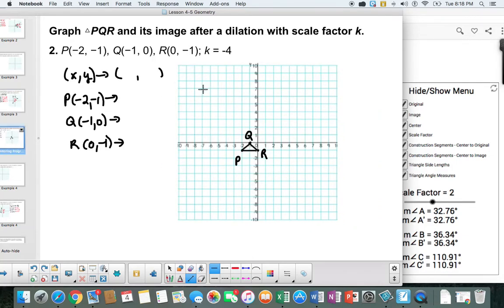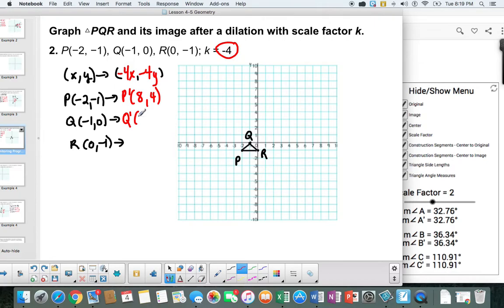Now let's take a look at multiplying by a factor that's negative. What happens when you multiply with a factor that's negative? So the rule changes, negative 4x and negative 4y. So this will be P prime, this will be 8 comma 4. Q prime will be 4 comma 0, and R prime will be 0 comma 4.